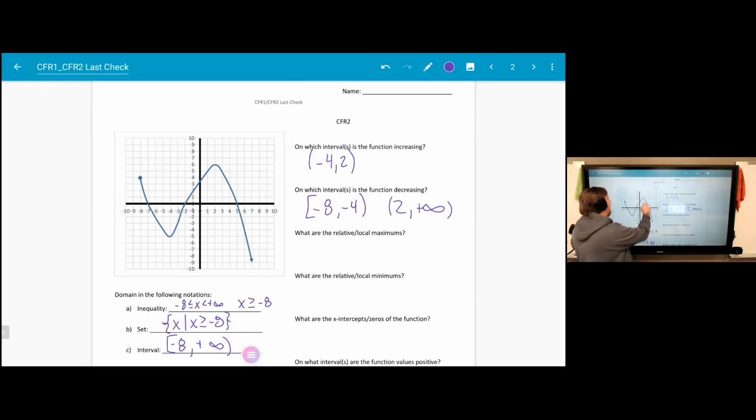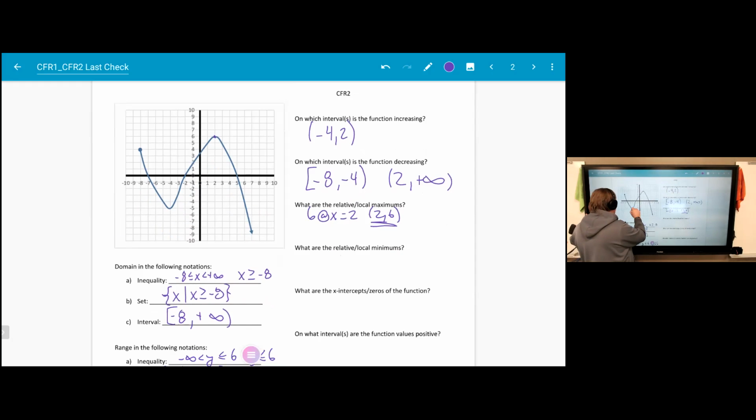Local maximums, again, that's the top of your hill. That is 6 at x equals 2, or you could say (2, 6). Again, this right here is not an interval. That's a coordinate point. I also have one valley. That valley is right there. That is the local minimum, -5 at x equals -4, or you could say (-4, -5).